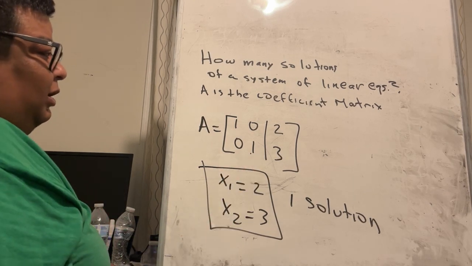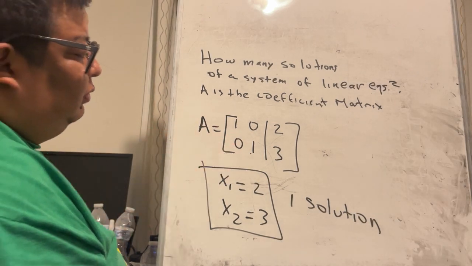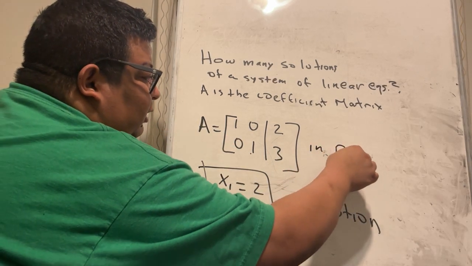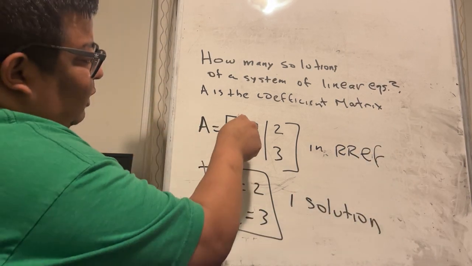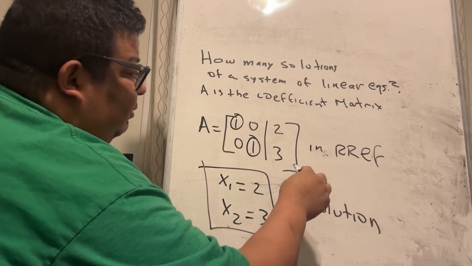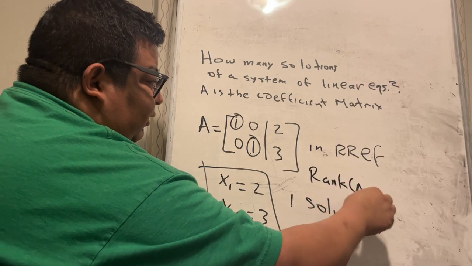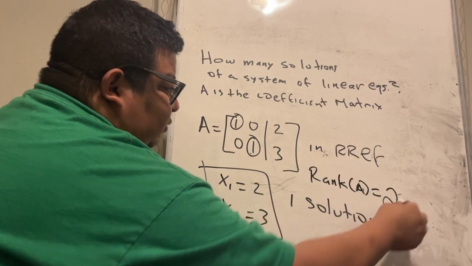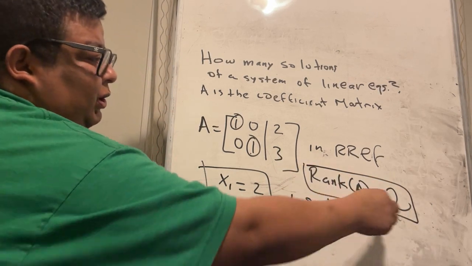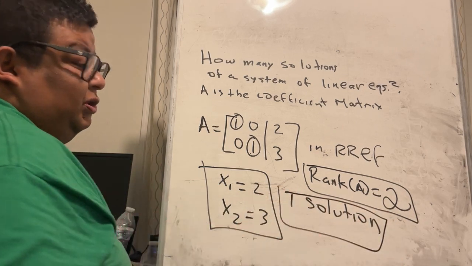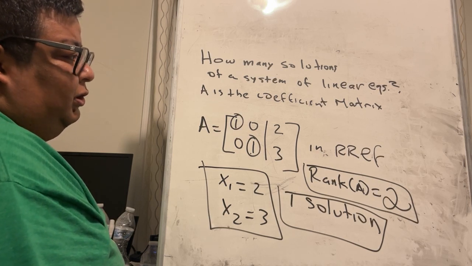Now, what can I say about the rank of A? Well, this one is already in RREF. How many leading ones? We have one here, one here. That means that rank of A is equal to 2. So two things, rank and one solution. And you can similarly say for the other ones.